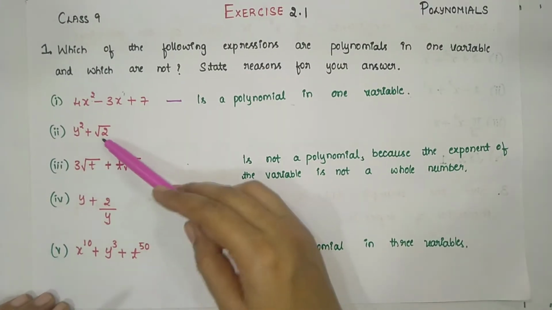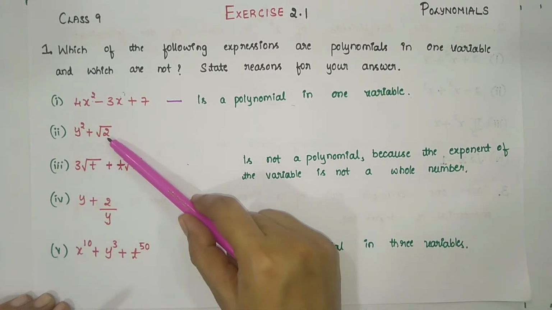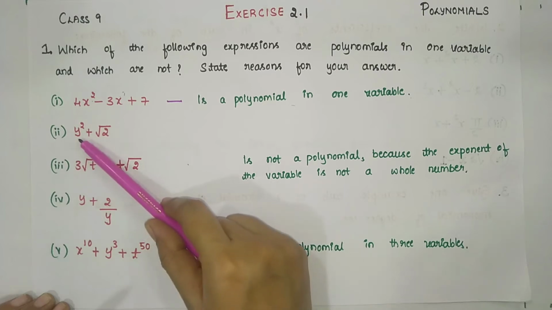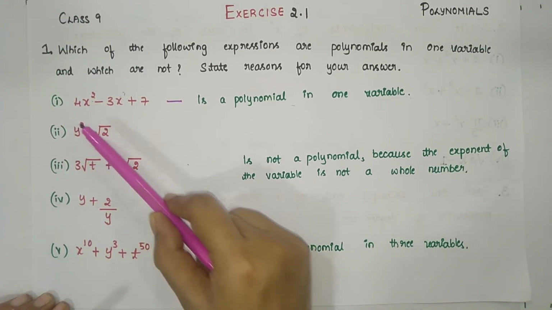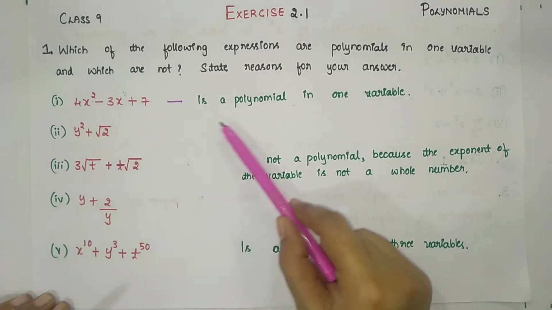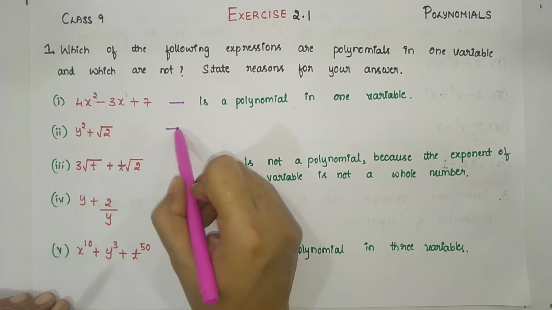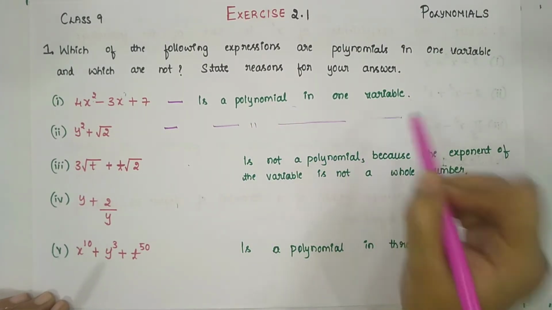Let us take the second question. y square plus root 2. So here also we have only one variable, that is y, and we have y square. 2 is a whole number. So we can consider this expression as a polynomial in one variable. So for the second question also you should write the same reason, that it is a polynomial in one variable.